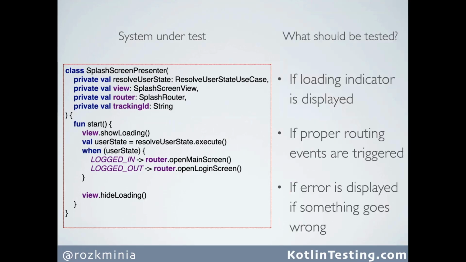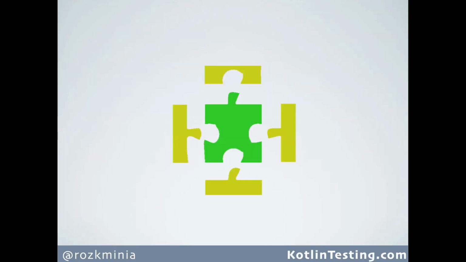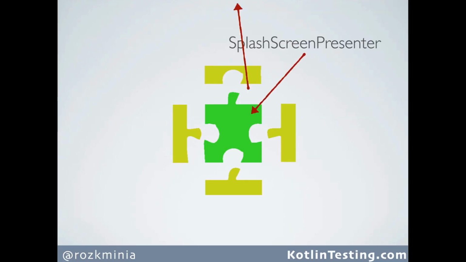So what should we test here? Of course, stuff like displaying the loading indicator, whether our presenter is triggering the router to go to proper places, and finally, verification that an error is displayed when something in the logic of the presenter goes wrong. So let's see how it fits into our puzzle and decide how we should create test doubles to have the Splash presenter isolated.